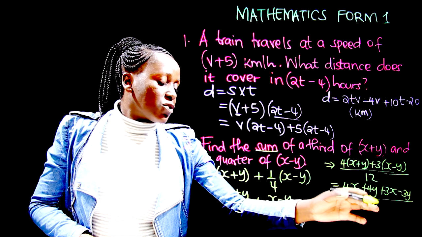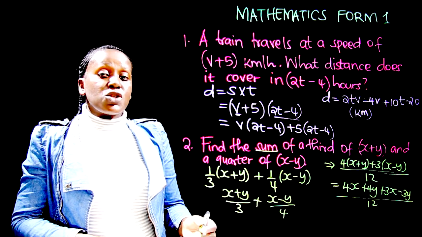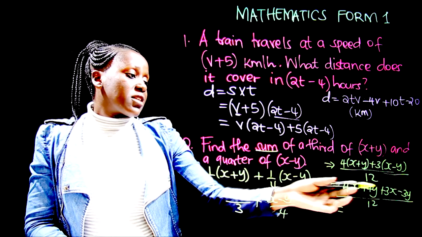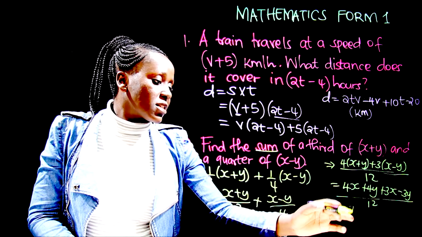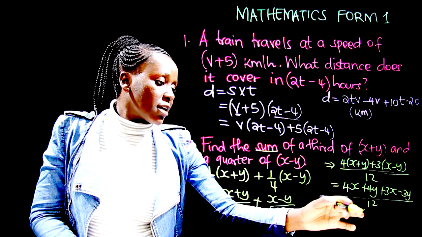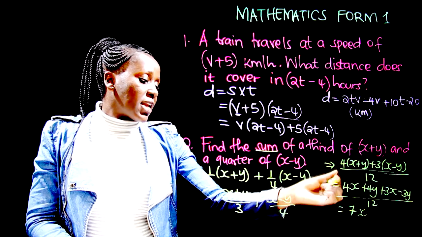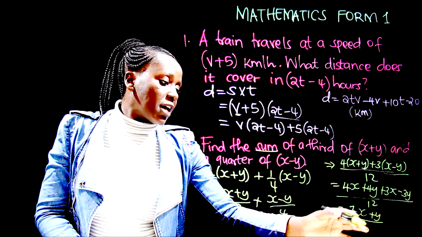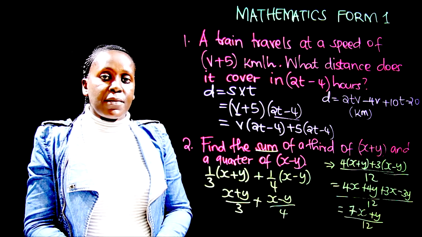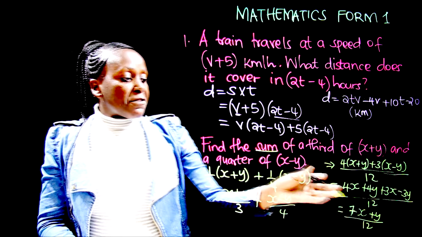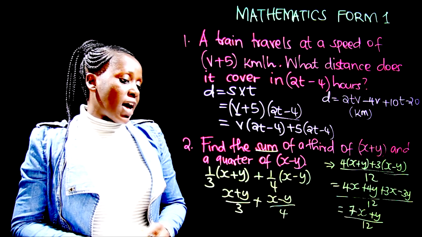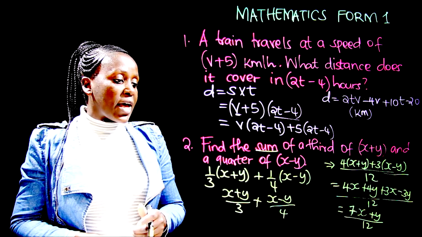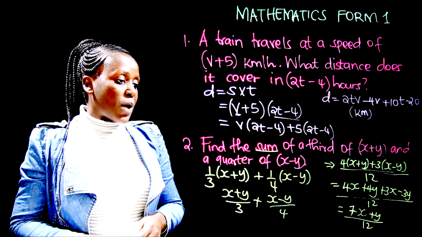All that over 12. So now we are going to add the like terms together. 4x plus 3x is 7x. Then 4y minus 3y will be y. All that divided by 12. So this will be the final single fraction as a result of adding a third of x plus y and a quarter of x minus y.